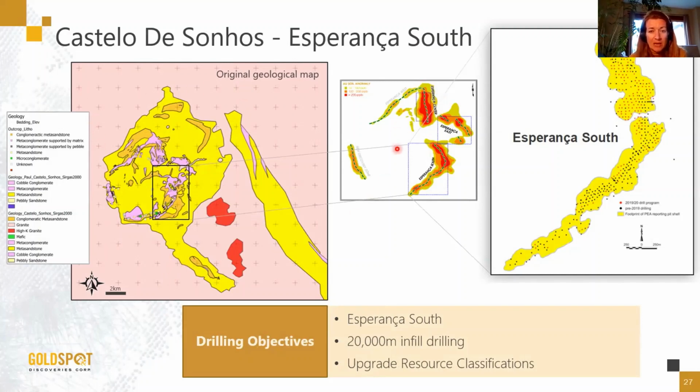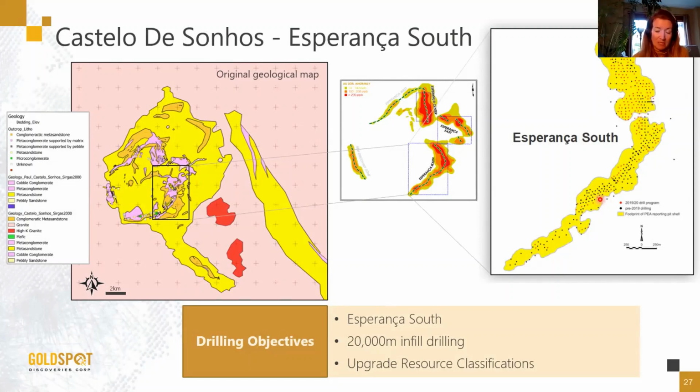In the center here, we have our location map showing Esperança Central, Esperança East, and Esperança South, and we're going to be focusing our attention on Esperança South, because in 2020, Tristar embarked on a significant infill drilling campaign to better delineate the stratigraphy at Esperança South.